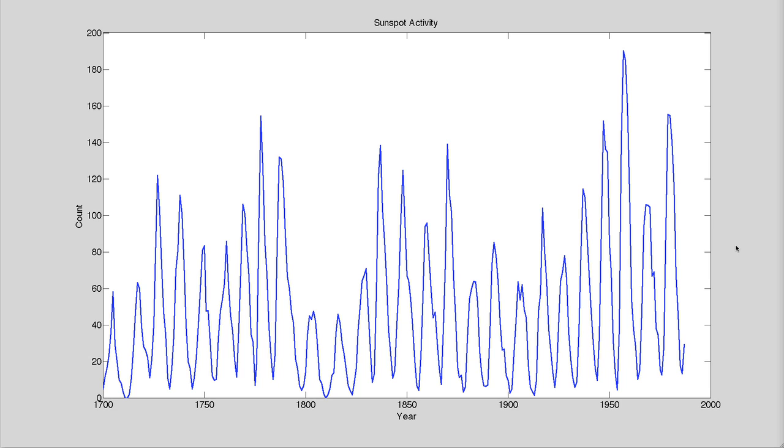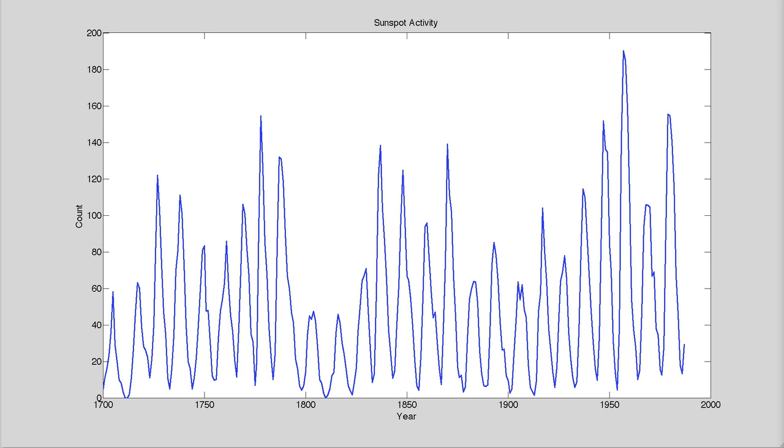So I've shown a plot here of sunspot activity, and you can see that starting in 1700 and all the way through the 1980s or so, we have these graphs that show how the sunspot activity changes with time. And you see that it appears to have some periodic aspect to it, and there is a period that coincides with most of the peaks, and then there also appears to be some slower periods in the data as well. So we're going to use the DFT to analyze this.